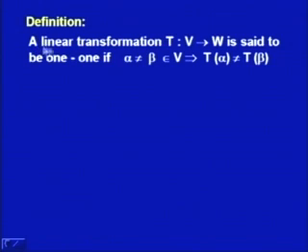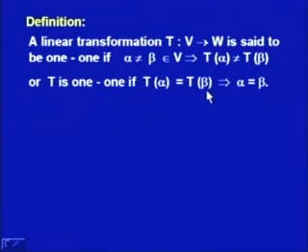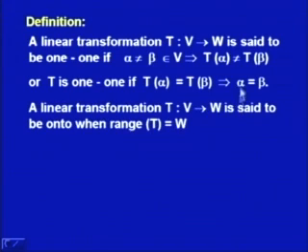Now, we say that a linear transformation T is said to be 1-1 if alpha not equal to beta belonging to V implies that T alpha and T beta are not the same. That means, if we have two different elements in V, then their images cannot be the same, they have to be different. That is, if T is 1-1, then if T alpha is equal to T beta, then alpha and beta have to be the same. A linear transformation T is said to be onto when range of T is equal to W.